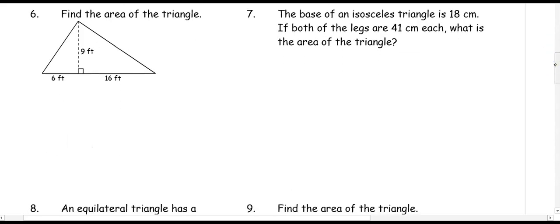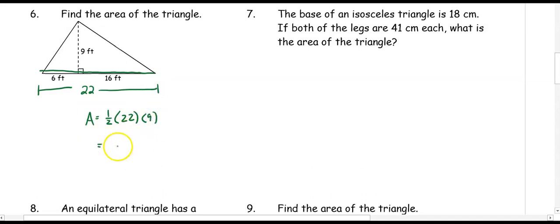So our height is 9. This whole side on the bottom here is going to be our base, so we have to add 6 and 16 together to get 22. So to find the area, it is 1/2 base times height, so that is going to equal 99 feet squared.